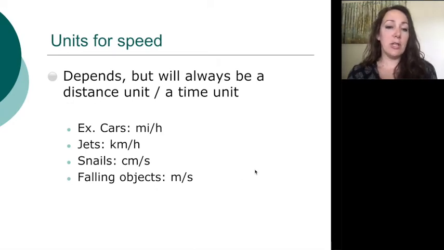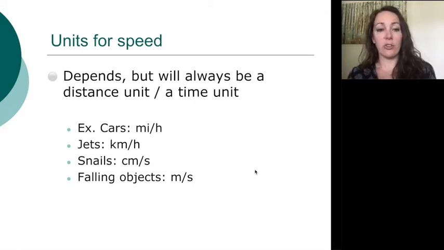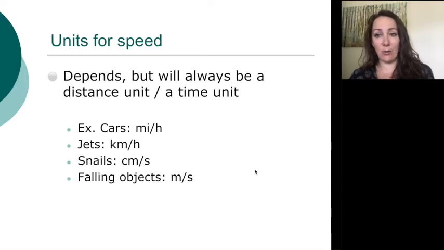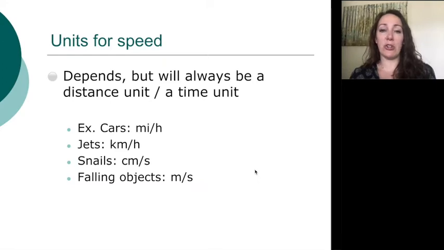So the units that we use for speed totally vary based on the different units you're looking at to begin with. It will always be represented as a distance unit over a time unit. For example, we generally talk about our cars traveling in miles per hour, so a distance unit divided by a time unit. Jets, we talk about kilometers per hour. Snails probably move at centimeters per second, or centimeters per minute. Falling objects we measure in meters per second.